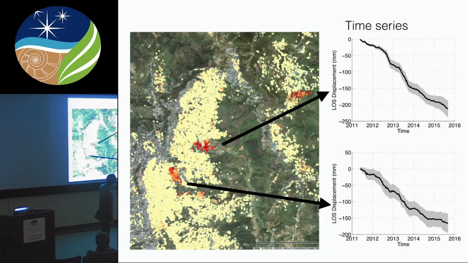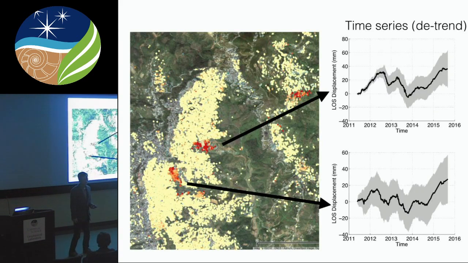It goes slower during the dry season, and then faster during the wet season. So the wet season is summer, dry season in the winter in this part. It's sort of similar, but not very clear in the south. If I remove the trend, then you actually see a little bit clear that it moves faster in the summer and slows down in the winter.